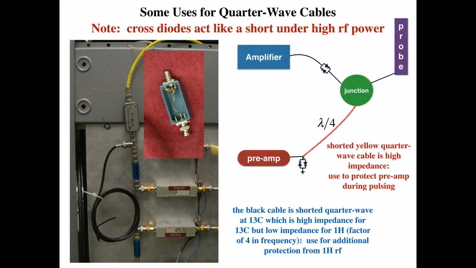And what do we know about shorted quarter wave cables? Well, if they're at the frequency they're cut for, that looks like high impedance. So under high power, this looks like a high impedance line. So your power from your amplifier actually comes here to the T and goes to the probe.